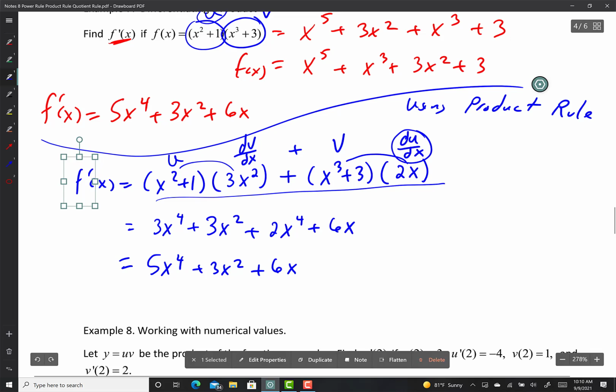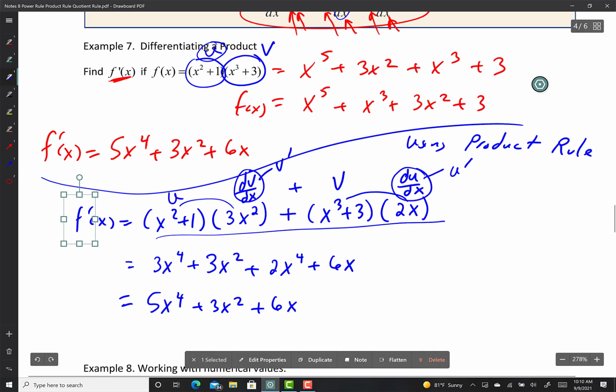All du dx means is u prime, and dv over dx means is v prime. That just means derivative. I took the derivative of v with respect to x. Wait, I'm sorry, how did you get, so x squared plus 1, that's u, right? Yeah. And how did you get the derivative of that? The derivative of x squared plus 1 is just 2x, because the derivative of x squared is 2x.